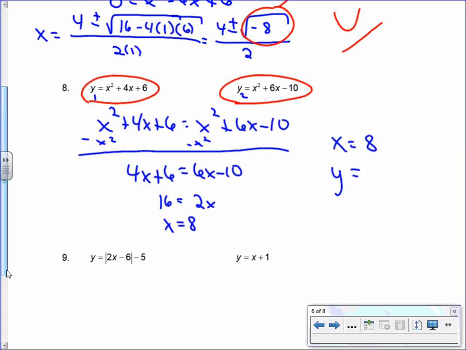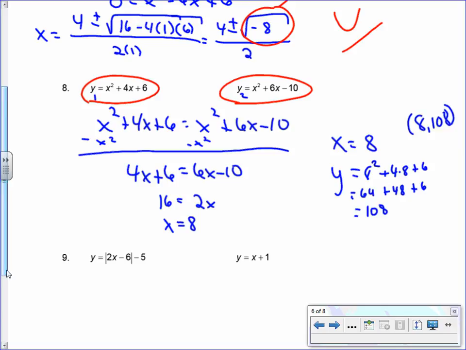8 squared plus 4 times 8 plus 6, 64 plus 32 plus 6. And when you add those together, you get, let's see, that's 102. So my answer is (8, 102).